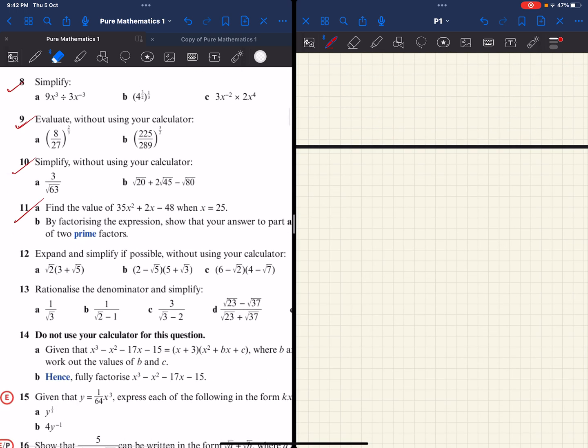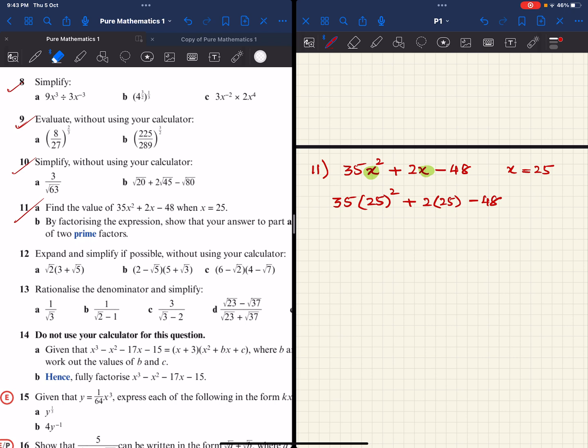Let's move to question number 11. Question number 11 says, find the value of 35x squared plus 2x minus 48 when the value of x is 25. So all we need to do is plug in 25 wherever there is x. We have 35 into 25 squared plus 2 into 25 minus 48. So let's work it out.